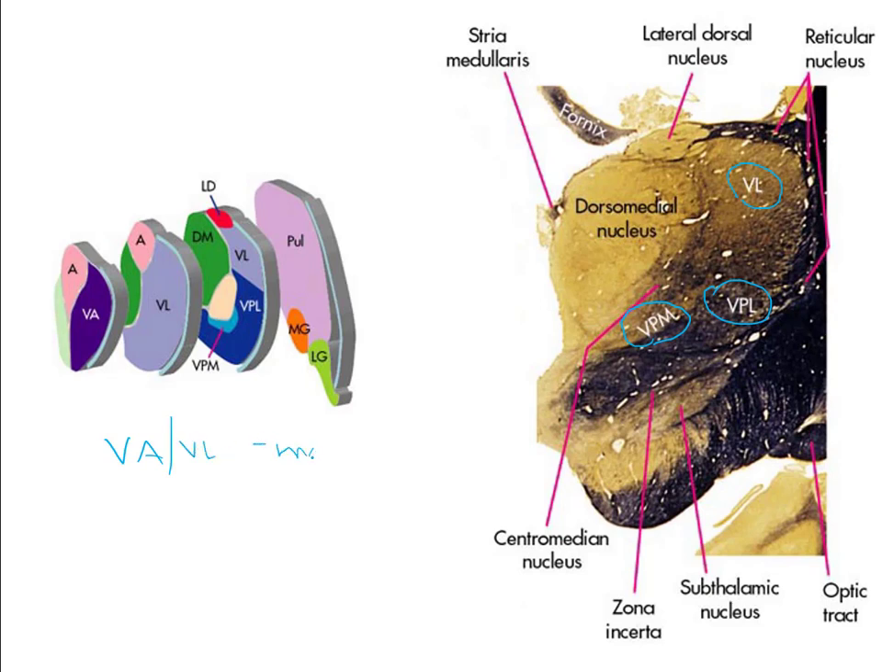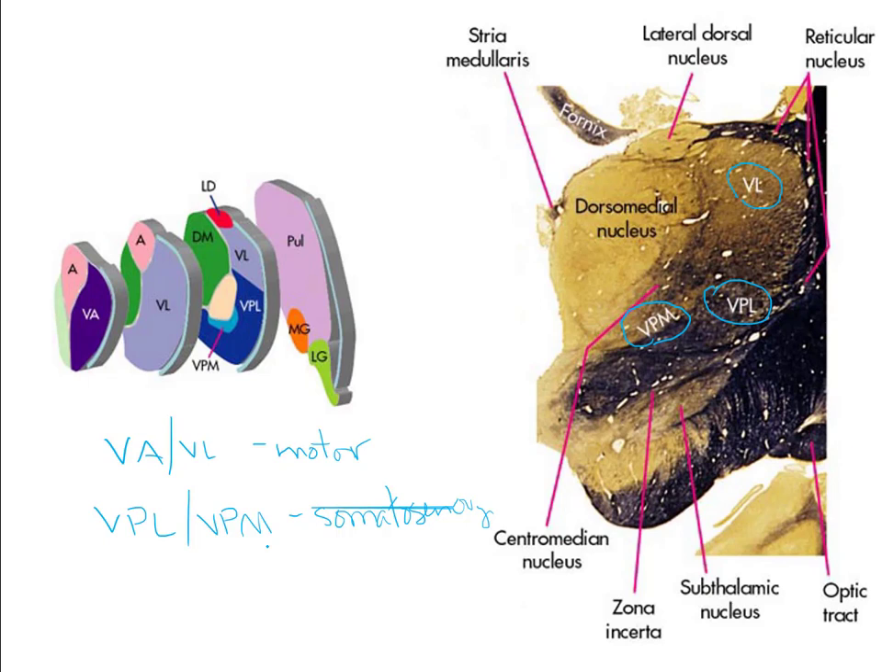And that's motor. And then posterior to it, we're going to get VPL and VPM. And these are going to be somatosensory. So what have you just noticed? What's anterior to which? Motor is anterior to somatosensory.